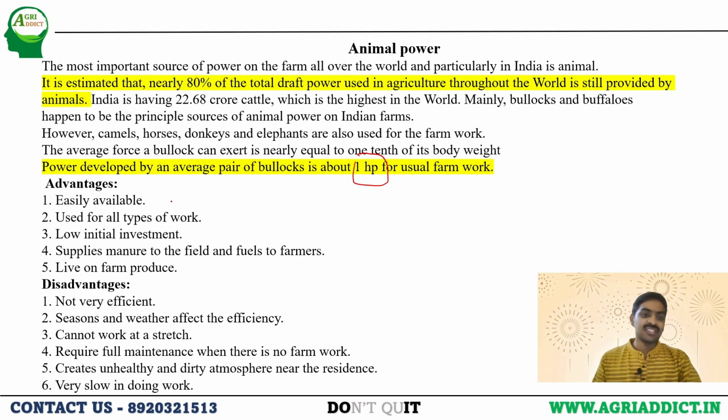And looking into the advantages, they are easily available, and you can use this animal power for all types of work, and investment is also less, and it produces manure for the field as well as fuel for the farmers, and it also lives on the farm produce, meaning no extra input you have to give for the animals. And the disadvantage is they are not very efficient, because like humans, they even have some limitations like climate conditions, health upsets, so even they are not efficient.